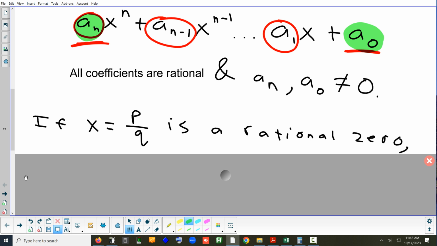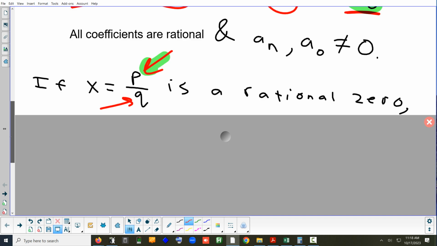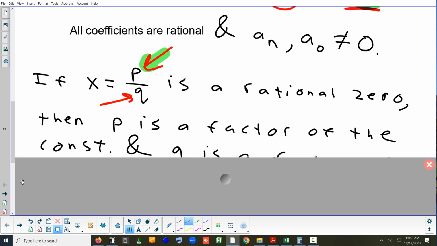So if you're going to cross the graph at a place that's a fraction, it has a numerator and a denominator. I'm representing the numerator as p and the denominator as q. So how do you figure out that fraction? Well, p comes from something in the problem, and the q comes from something else. It has to do with the two things that are highlighted in green. P is a factor of the constant.